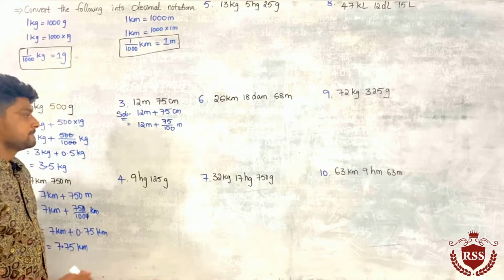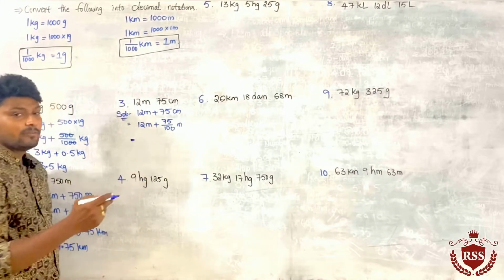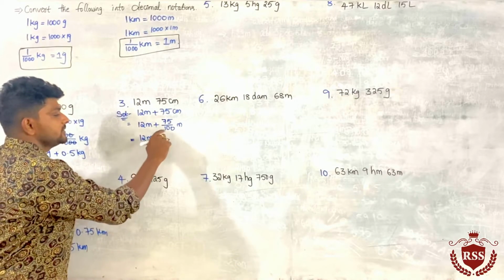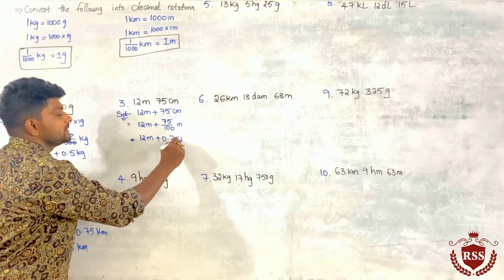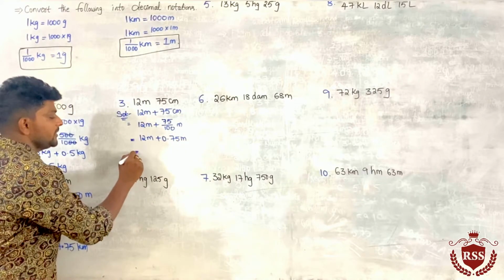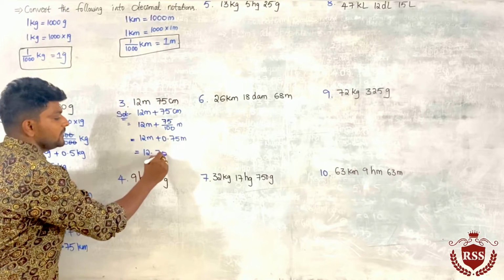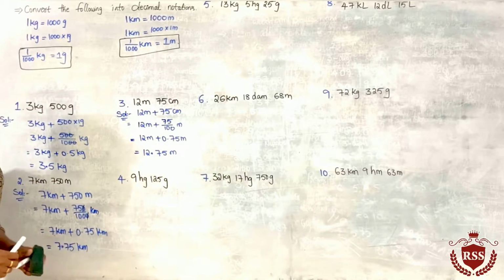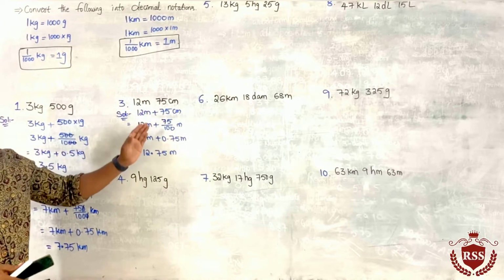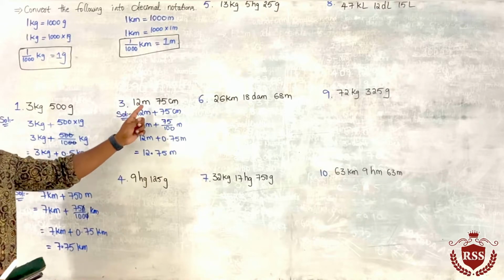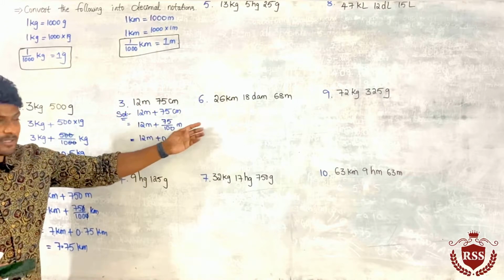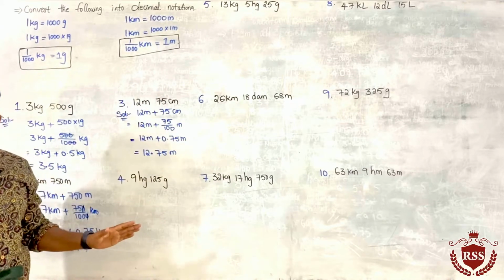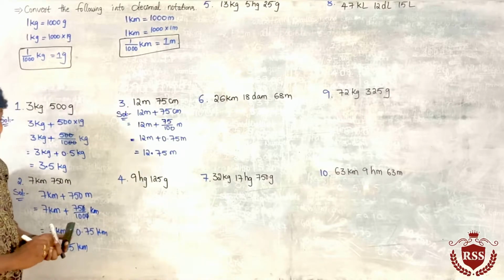Clear? So 75 by 100 means what? 0.75. So 12 meters plus 0.75 meters. If we add that, it will be 12.75 meters. Clear? Are you getting it? Here we are doing inversion of the unit. We have already learned 1 meter equals 100 centimeters. These centimeters will be converted into meters, which means we need to divide by 100.